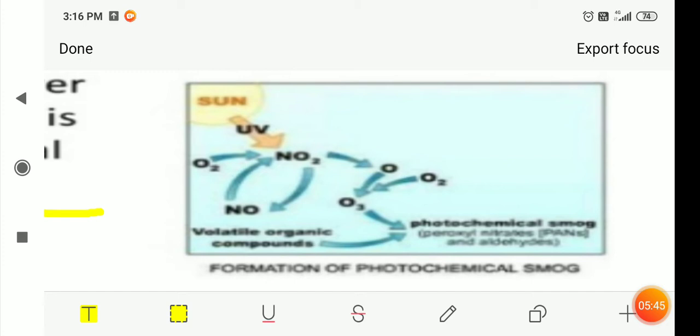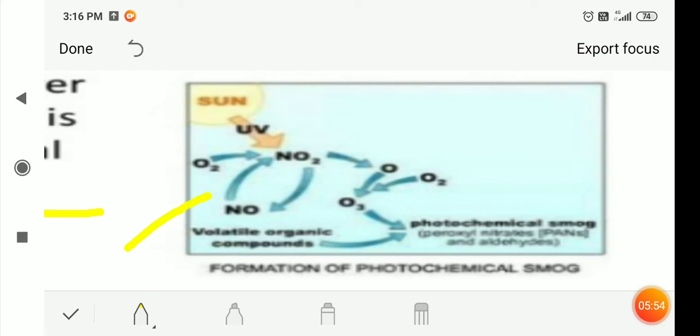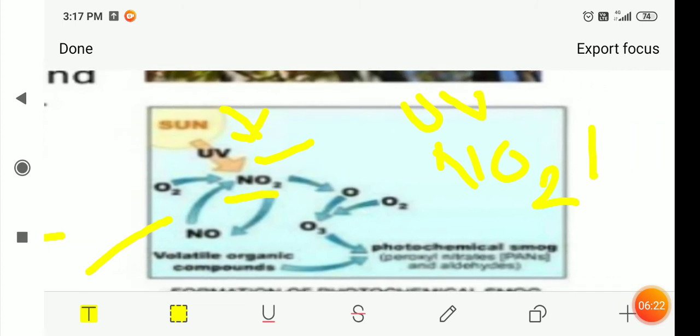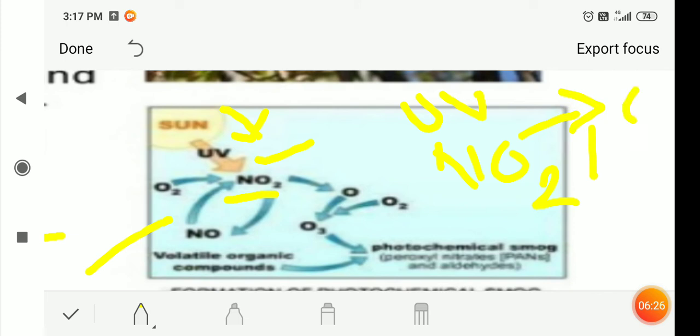Remember this point. See here, as I told you, the burning of fossil fuels is releasing nitrogen oxide. The nitrogen oxide is formed because of burning of fossil fuels in the factories. But when the ultraviolet rays come from sunlight, this nitrogen oxide reacts with the ultraviolet rays. Because of the effect of these ultraviolet rays, they release free oxygen. And when this free oxygen reacts with an oxygen molecule, it forms O3. And this O3 is the ozone molecule.